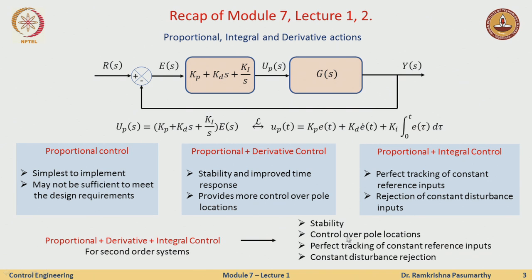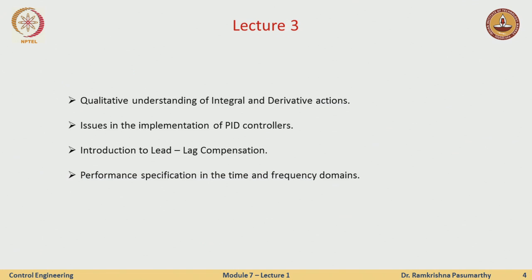I can also look at where to place the poles. Placing the poles, I know, has lot of effect on the relative stability of the system, perfect tracking of constant reference inputs, and also I could reject constant disturbances with the help of an integral control.